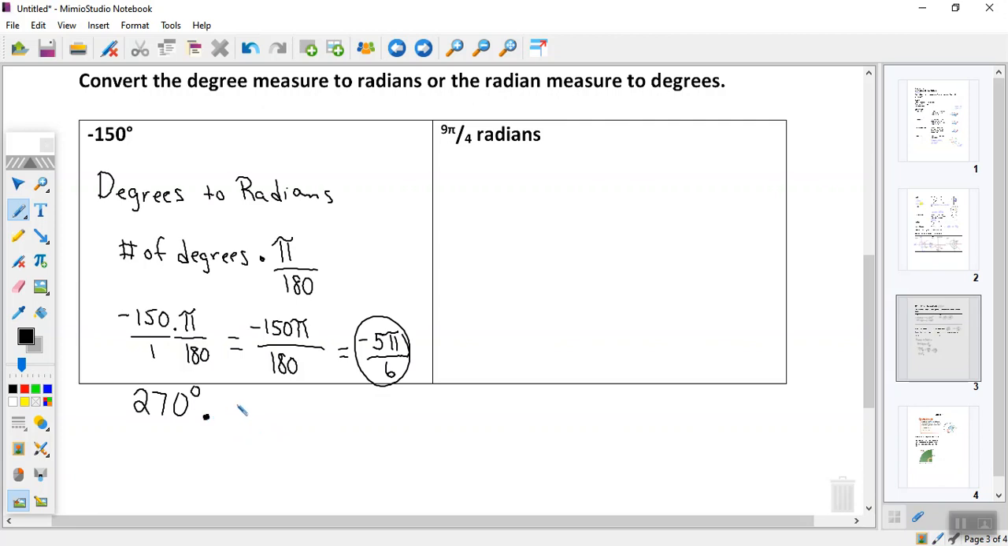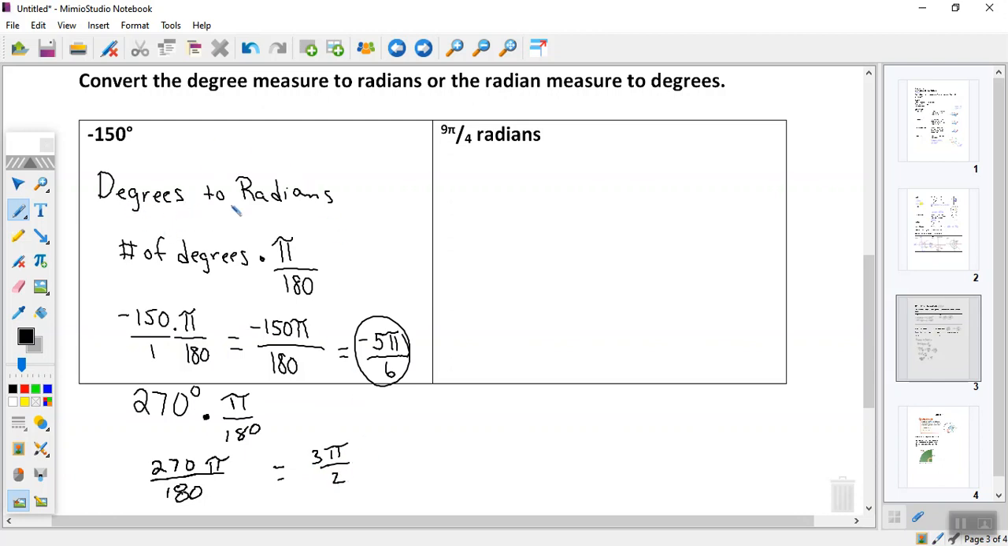Number of degrees times pi over 180. So you agree that this becomes 270 pi over 180? Yeah. I divided by 90. 90 would go into both, right? I just dropped the zeros right here, and then I know that 9 will go into. So I've got 3 pi over 2. You guys agree?